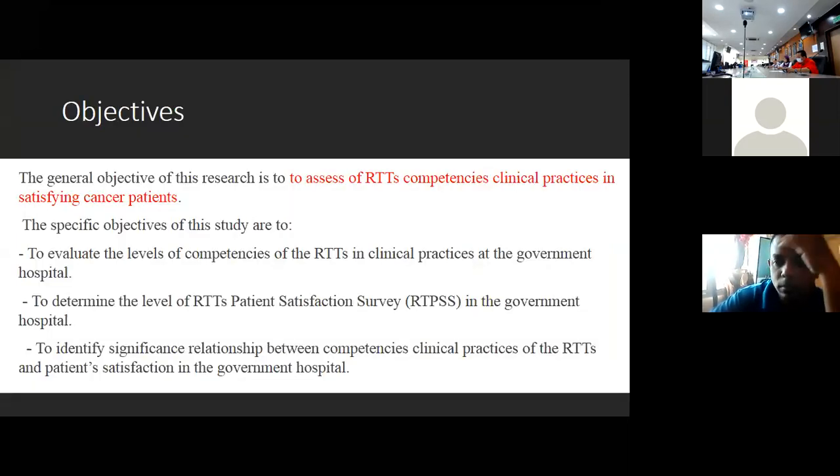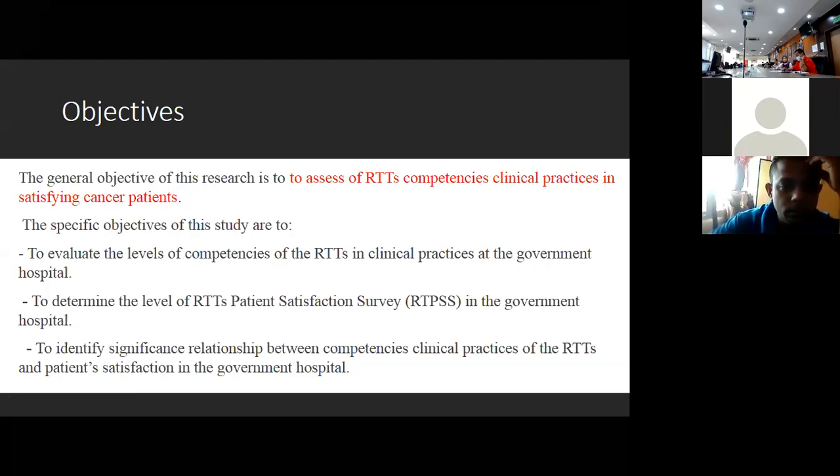Okay, objektif secara generalnya adalah untuk assess RTTs kompetensi clinical practices in satisfying cancer patient. And then specific objektif saya adalah untuk evaluate the level of competency of RTT dalam clinical practice dekat government hospital, untuk determine the level of RTT patient satisfaction survey dekat government hospital. Patient yang akan identify kan level kompetensi untuk nak tengok control group. So yang ketiga adalah untuk identify significant relationship between competency clinical practice of the RTT and patient satisfaction in the government hospital.